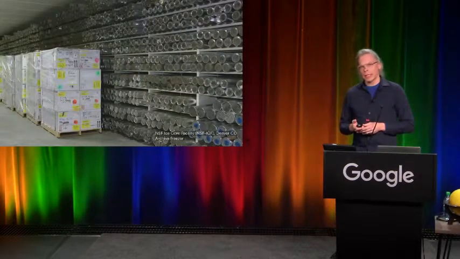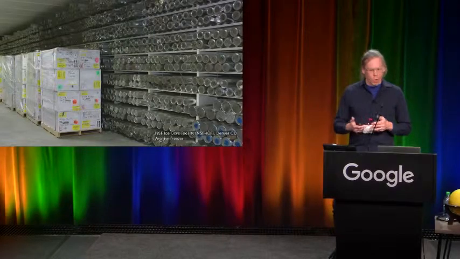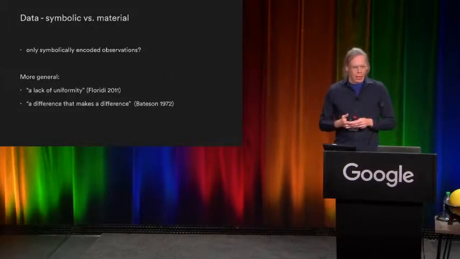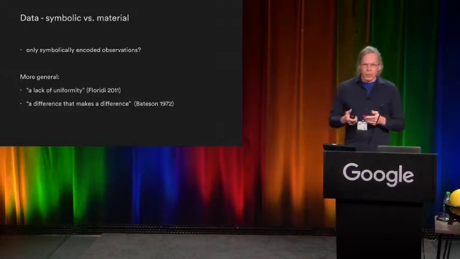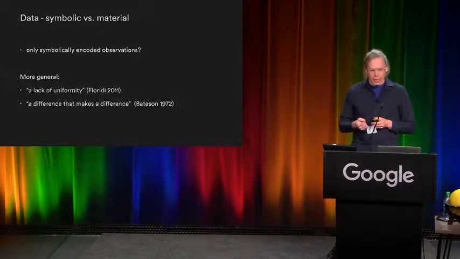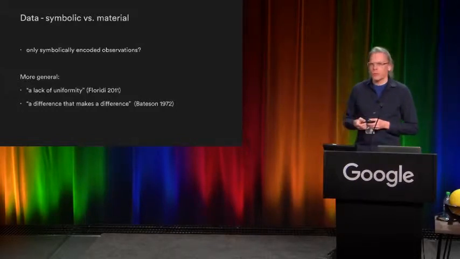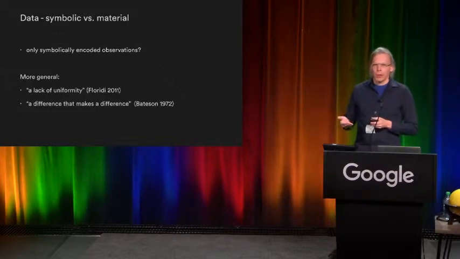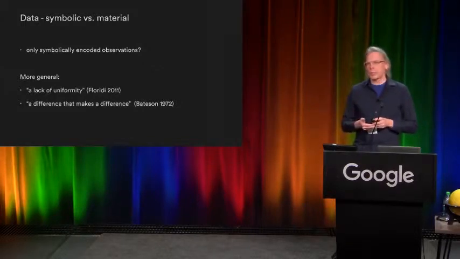But what I'm getting at is that data is a more universal concept. The data visualization universe is mostly limited to symbolic data. By symbolic, I mean encoded observations. This is, of course, a very narrow concept. Archaeologists, for example, describe those pieces that they pull out from the ground as data. And the philosopher of information Luciano Floridi defines a datum in the broadest sense as a lack of uniformity. Or Gregory Bateson, an anthropologist from the 70s, who famously said, a bit of information is the difference that makes a difference.